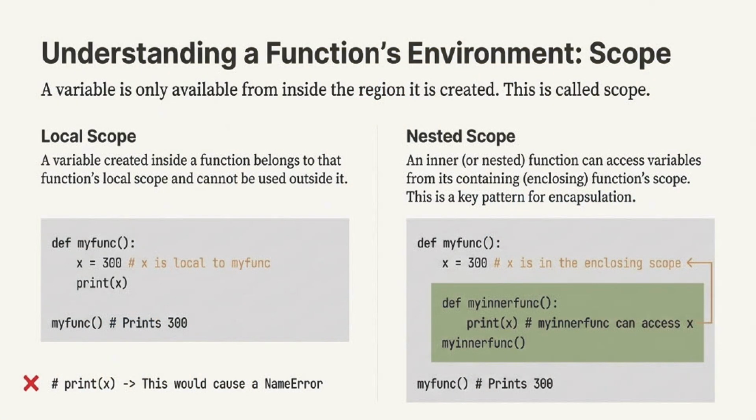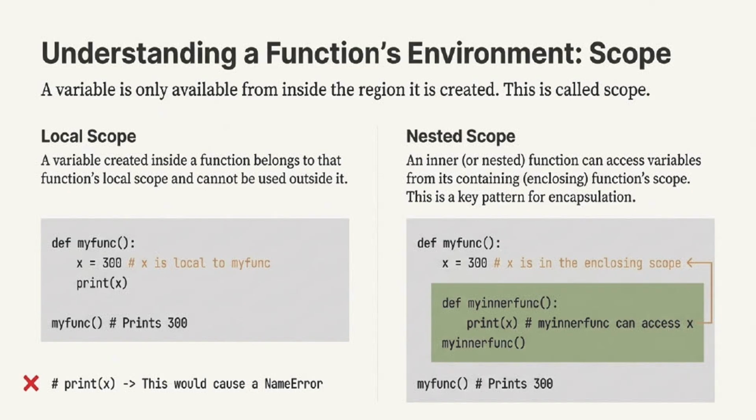Now let us understand an important concept in Python called scope. Scope means where a variable is available in a program. When a variable is created inside a function, it belongs only to that function. First, the variable x is created inside myfunc. So, when we print x inside the function, it works and prints the value. But if we try to print x outside the function, Python gives a NameError because x does not exist outside the function.